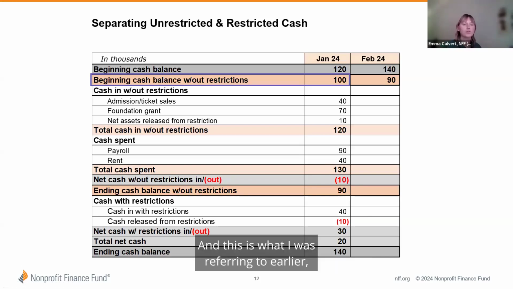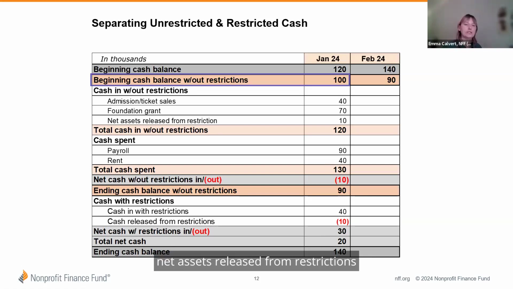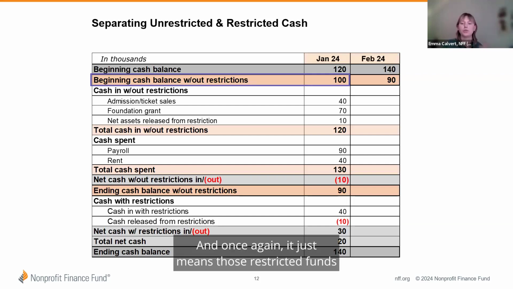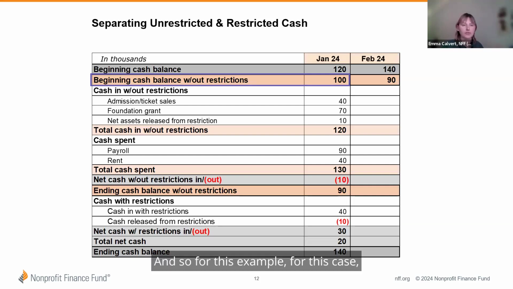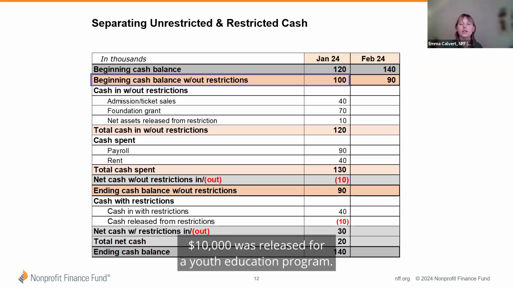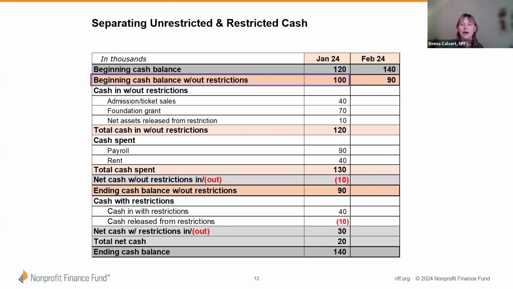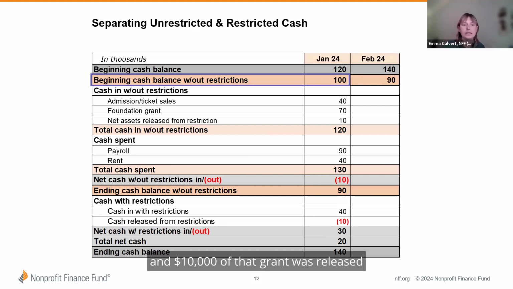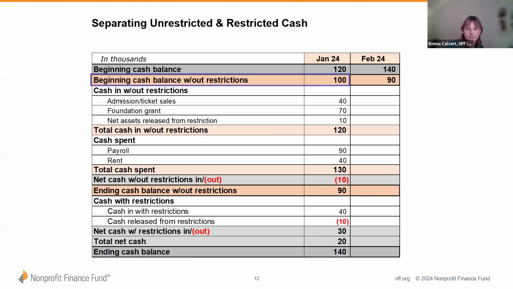And this is what I was referring to earlier. Net assets released from restrictions is just an accounting term. Once again, it just means those restricted funds are now available for use because they have met a timing and or purpose requirement. For this example, let's just say $10,000 was released for a youth education program. The organization knows that they need to use it in the month of January. So that timing purpose was met and $10,000 of that grant was released in the month of January.